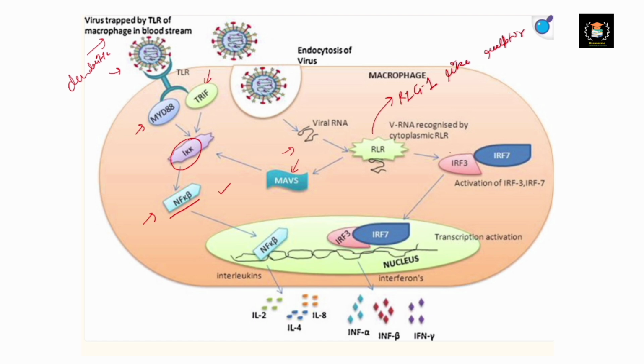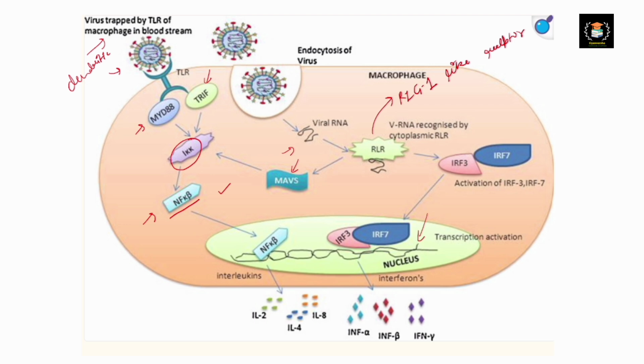On the other hand, interferon regulatory factor 3 and interferon regulatory factor 7 will activate. They both act as transcription factors and go to the nucleus. Then they will release interleukins like interleukin 2, interleukin 4, interleukin 8, and interferon alpha, beta, gamma.